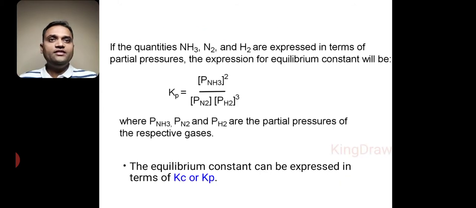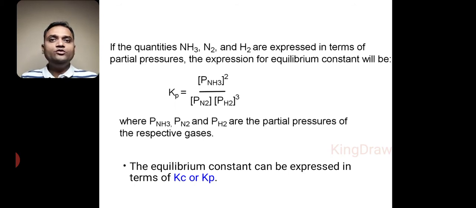Now see, if the quantities NH3, N2 and H2 are expressed in terms of partial pressures, the expression for equilibrium constant will be Kp is equal to (P of NH3)^2 upon (P of N2) into (P of H2)^3, where PNH3, PN2 and PH2 are the partial pressures of the respective gases.